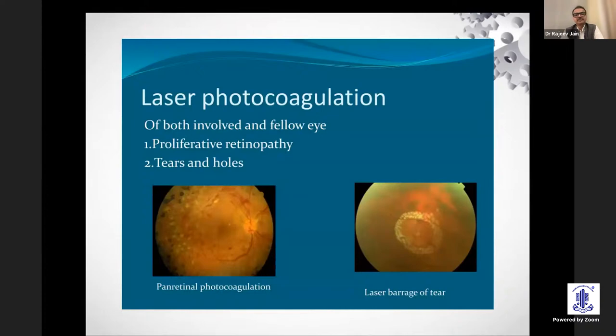As one of the pictures is showing, the patient has bled and was already lasered earlier. A fresh PRP laser was done in this case. Another eye which had a retinal tear for which vitreous hemorrhage was there, and we did the barrage laser.